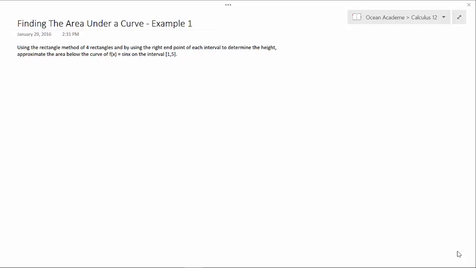Finding the area under a curve, example 1. Using the rectangle method of 4 rectangles and by using the right endpoint of each interval to determine the height, approximate the area below the curve of f of x equals sine x on the interval 1 through 5.